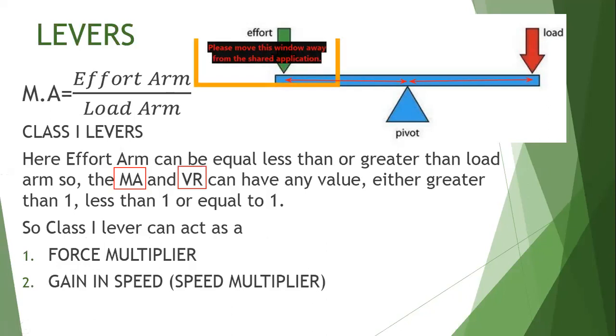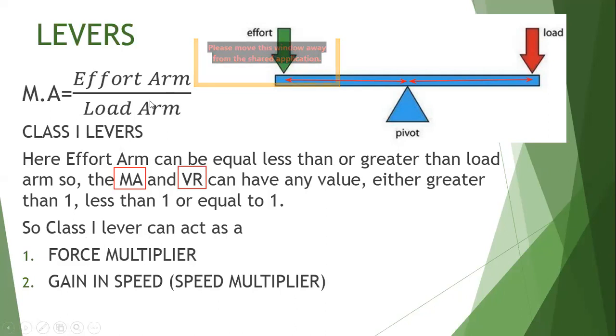How is it possible? You know very well that if the MA and VR is less than 1, then your machine is a gain in speed. And how is it possible to have MA and VR less than 1?